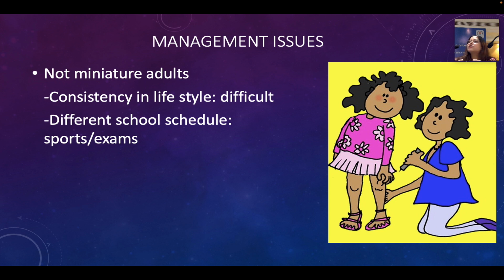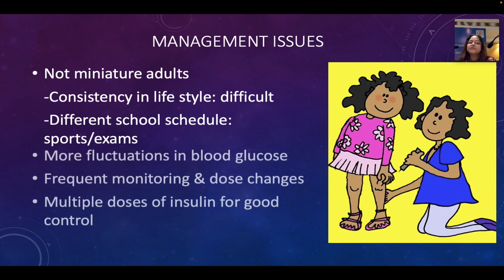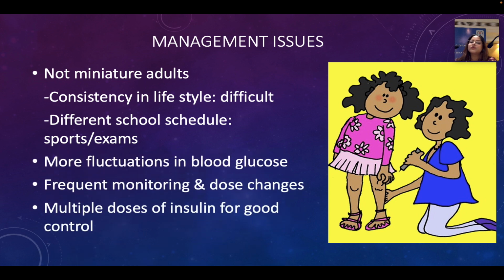So fixed doses do not work for children. That is why it is very important that multiple doses of insulin are given for good control from the beginning. Because if you start them on 2 injections and you say, okay, we'll increase it to 4, that will not happen. They will change the doctor. So it is very important that the right treatment is started from the beginning, and they require frequent monitoring and dose changes.